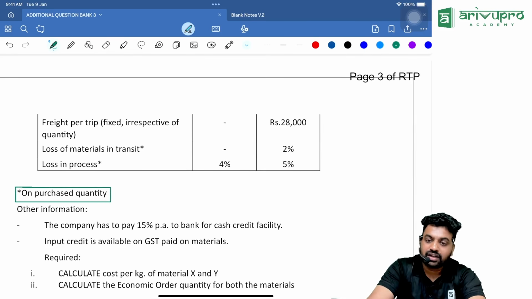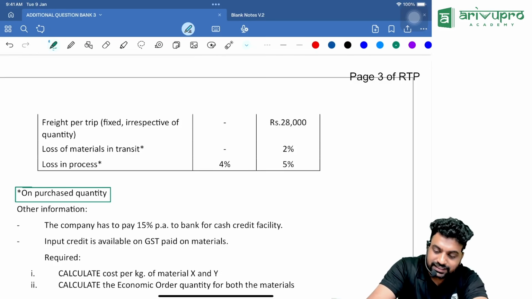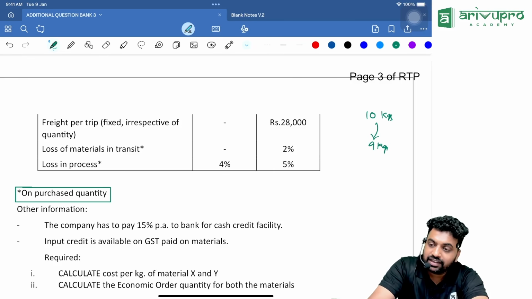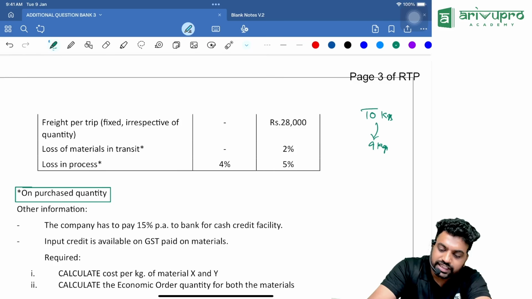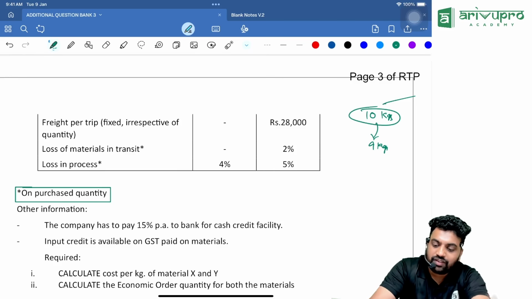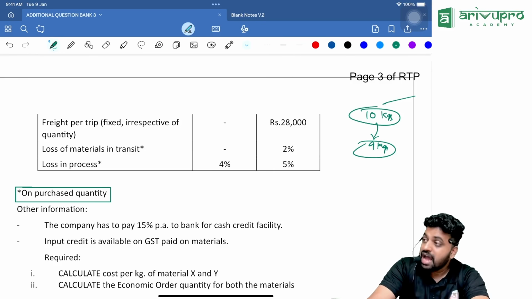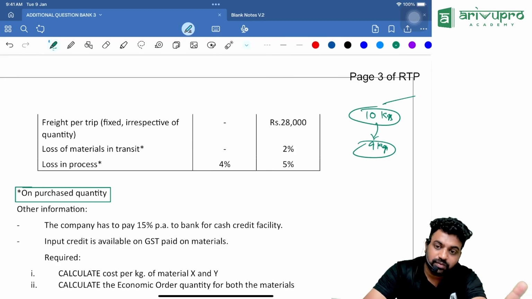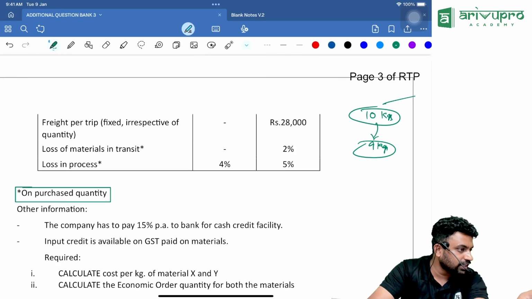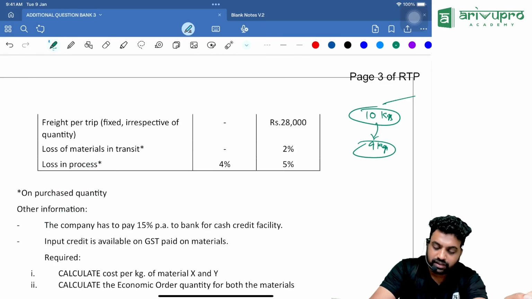always remember, loss in transit will of course be on the basis of units purchased. However, loss in process, try to understand, let's say I bought 10 kg of rice. I know that in transit 1 kg is gone, so 9 kg. And they tell me in the process there is again 5% loss. Of course, I don't calculate on 10 kg, I will calculate it on 9 kg. However, in the question they are telling on purchase quantity, so I am going to calculate it on purchase quantity.